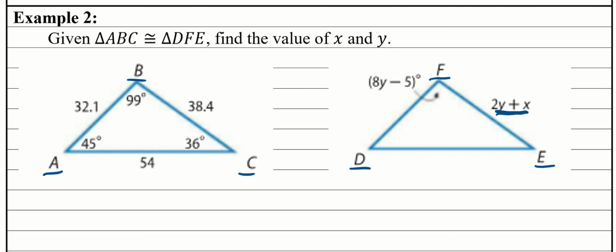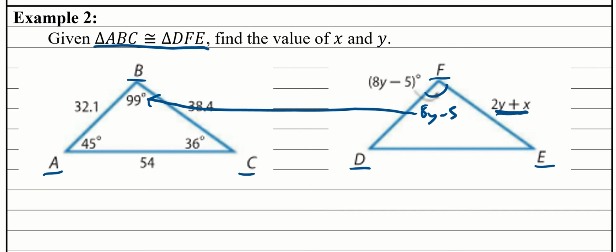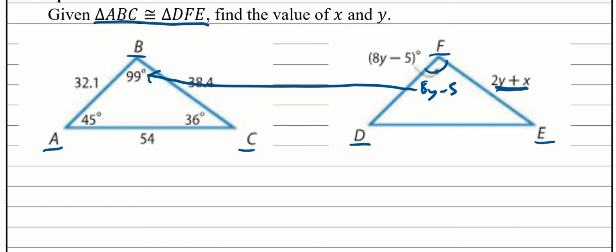Because I noticed here this angle is 8Y minus 5, and we see that corresponds to the angle B in the other triangle. And again, since we've said that these two triangles are congruent, that means all their parts are congruent. So that means angle B and angle F are going to be congruent, or in other words, equal to each other. So I can set these two angles equal to each other. I can say 99 equals 8Y minus 5. Okay, I know that the triangles are congruent, so all the corresponding parts are going to be congruent.